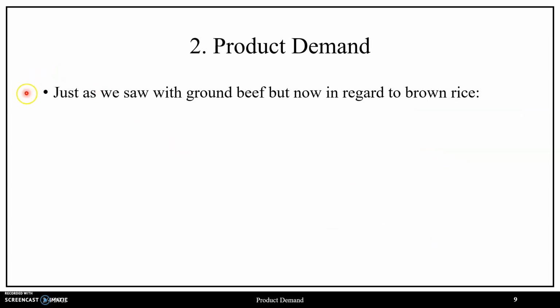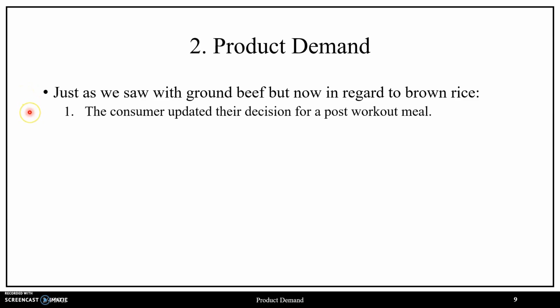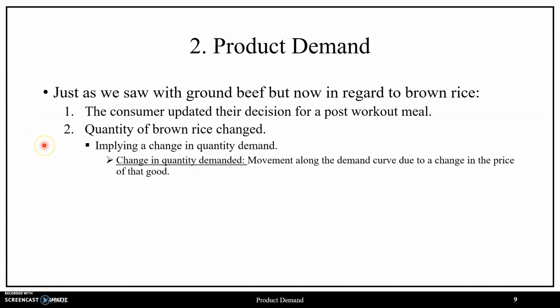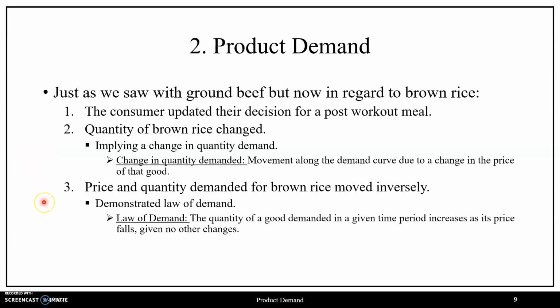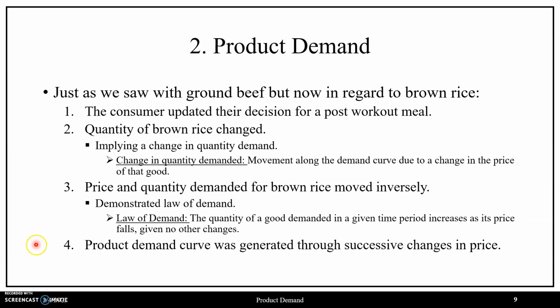So just as we saw with ground beef, but now in regard to brown rice, the consumer updated their decision for a post-workout meal, quantity of brown rice changed, implying a change in quantity demanded occurred. Additionally, price and quantity demanded for brown rice moved inversely with one another, which demonstrated the law of demand. And through these successive changes, we derived product demand for brown rice as a result.